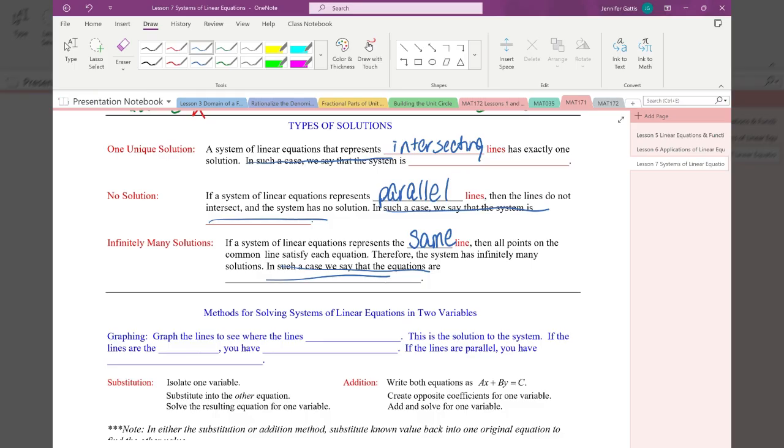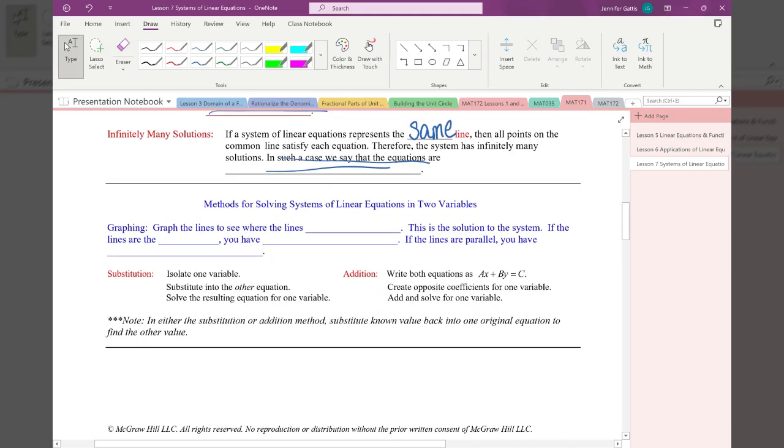So there are 3 methods for solving systems of linear equations. The first method is graphing. We're really not going to use graphing that much, okay? But if you were to use graphing, we would graph the lines to see where the lines intersect. And that is the solution to the system.